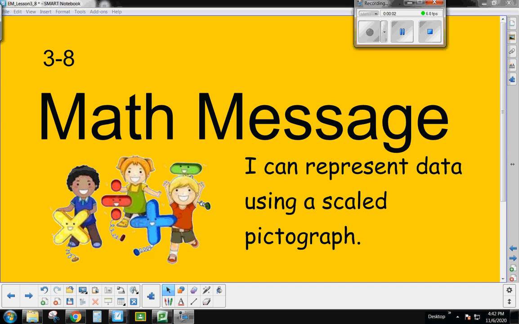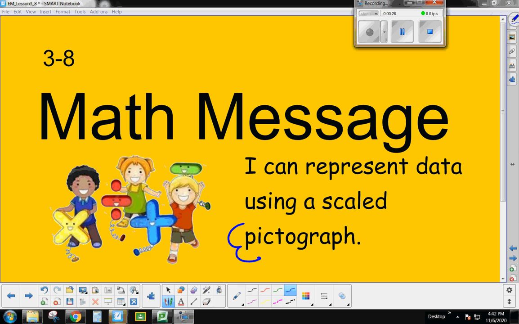All right, boys and girls, this is Math Message 3-8, and in this math lesson, we're going to represent data using a scaled pictograph. Now, yesterday we worked on a bar graph, and we really talked about setting up the scale for that bar graph so that we could fit all of our data in. Today, we're going to do the same thing, but instead of bar graphs, we're going to be looking at pictographs.